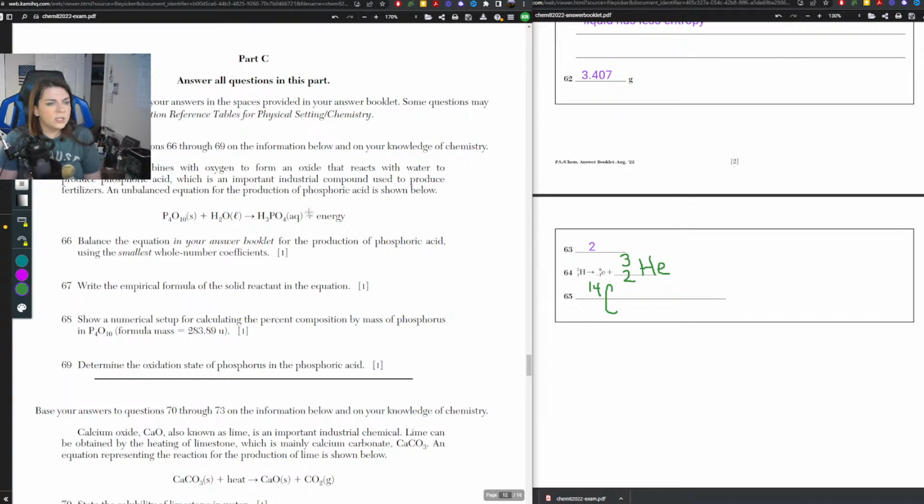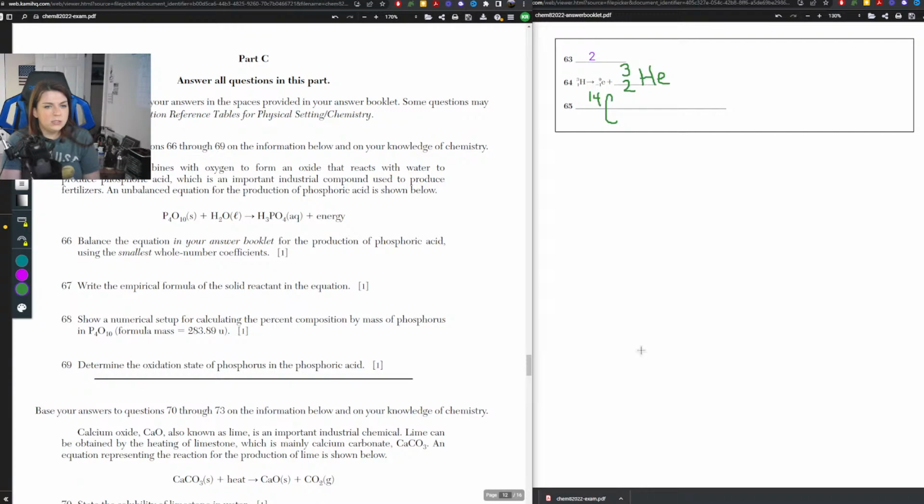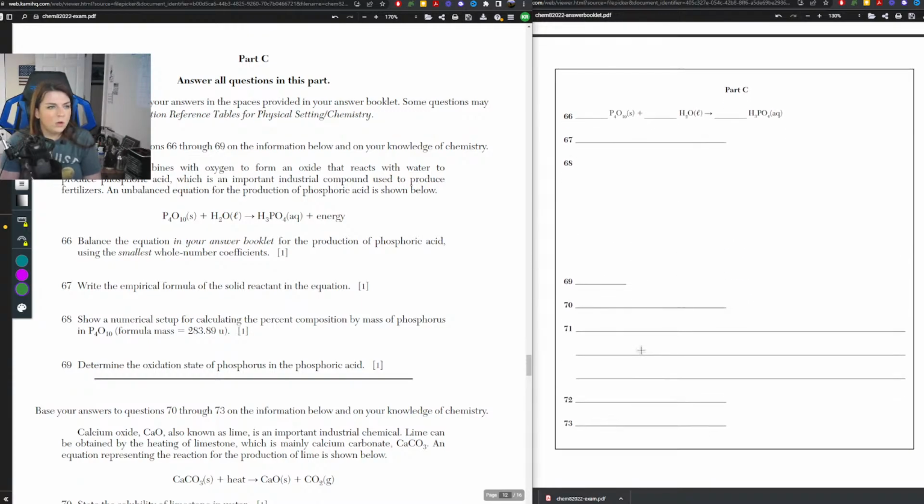Okay, phosphorus combines with oxygen to form an oxide that reacts with water to produce phosphoric acid, which is an important industrial compound used to produce fertilizers. An unbalanced equation for the production of phosphoric acid is shown below. Okay, 66 tells us we need to balance.